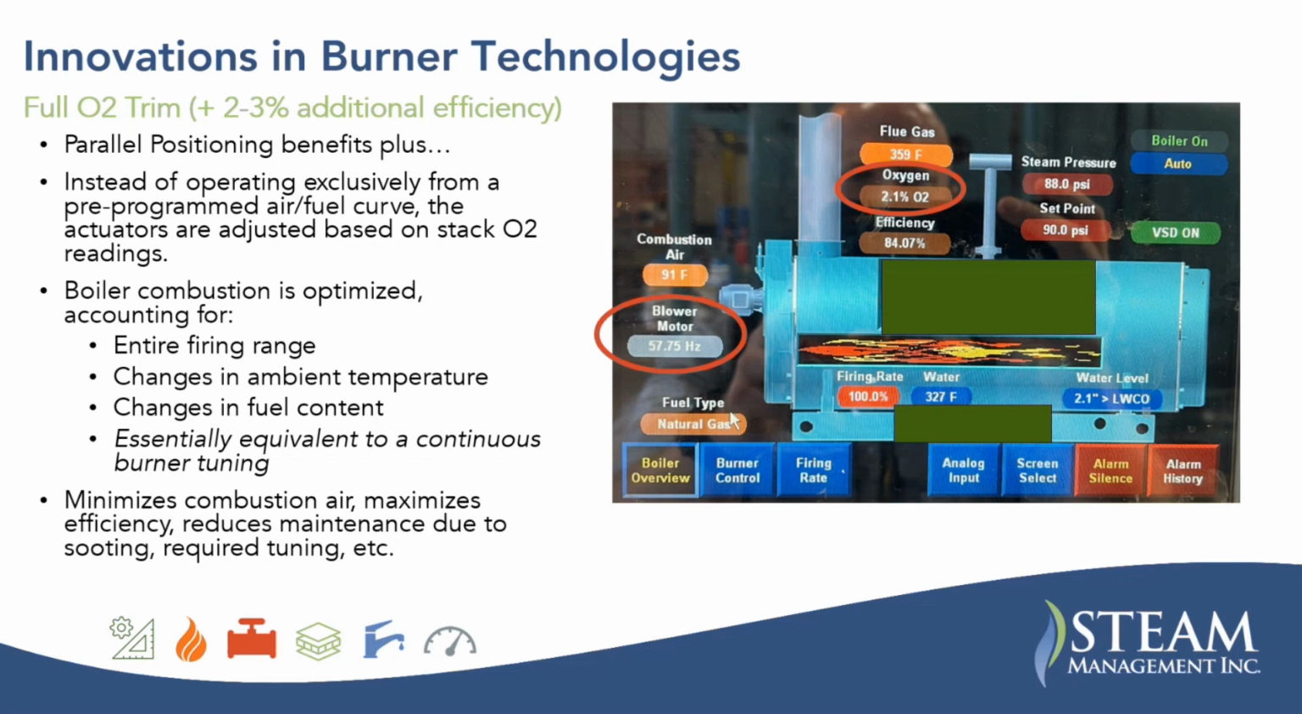So it is just measuring the O2 in the stack and adjusting the ratios to get an on point combustion. Again, ideal is not actually attainable, but as ideal as you can be in the practical world. This system minimizes combustion air, maximizes efficiency, and reduces maintenance due to sooting, required tuning, etc. In some areas where burner tunings are required, this system can actually alleviate those requirements, or at least alleviate the frequency of the tuning requirements.